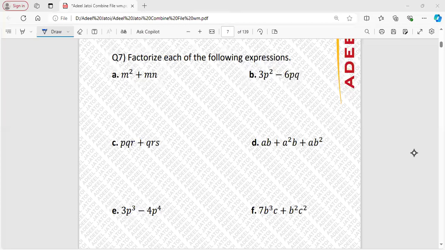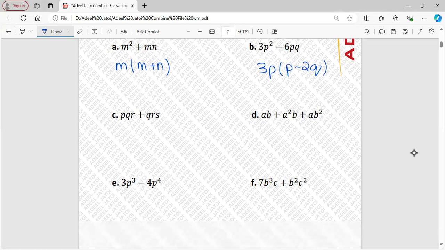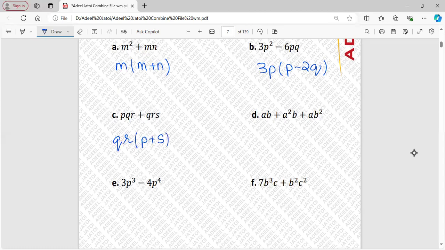M square plus mn, and the common term that you can see is m. So you're left with m plus n, right? Then you have 3p square minus 6pq. 3p is common. What you're left with? P minus 2q. Then pqr plus qrs. Can we see that qr is common? So what we'll be left with is p plus s. Then ab plus a square b plus ab square. So the common value that I can see is ab.